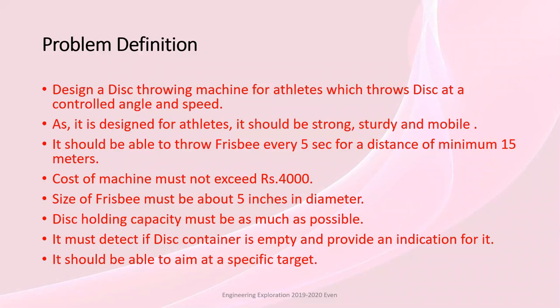So this is the problem definition of our disc throwing machine. As you can see, the problem statement is to design a disc throwing machine for athletes which throws discs at a controlled angle and speed. It is designed for athletes, so it should be strong, sturdy and mobile. Between each disc there should be an interval of 5 seconds and the disc should reach a minimum distance of 15 meters. The cost of the machine should not exceed 4,000 rupees. Each disc has a diameter of about 5 inches. And the machine should indicate whether or not the discs are present in the container.